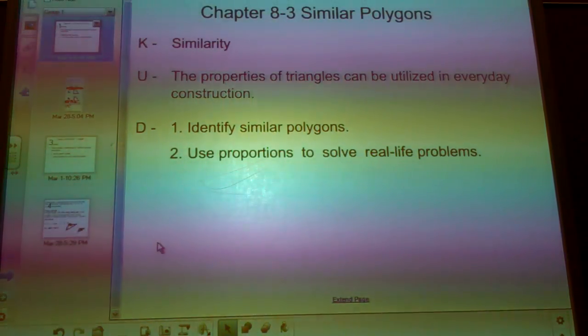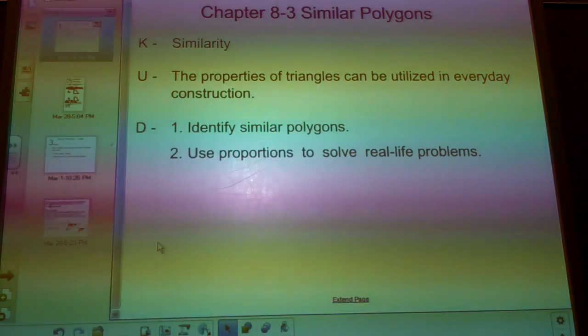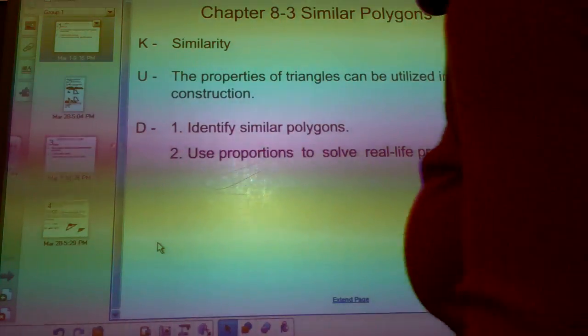These are chapters 8-3 and 8-4 combined together. Please copy your cuts for 8-3, similar polygons, and we'll also have 8-4 in this lesson.